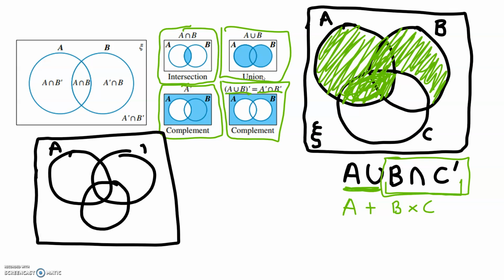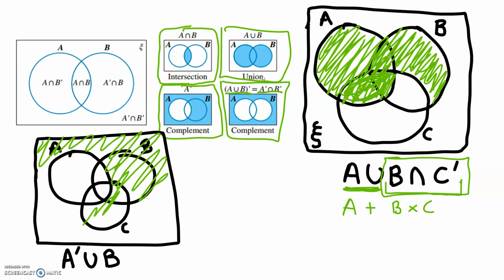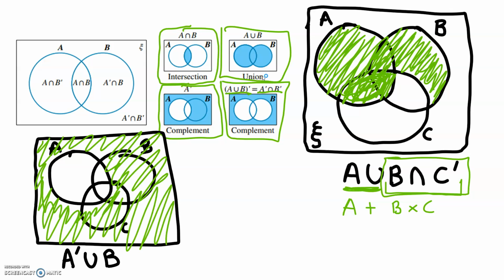A, B, C. So we could say something like not A or B. I'll keep it a bit simpler this time. So we're saying, okay, here's all the parts of not A. It's literally everything that's not in the circle of A. And we're also saying or B.